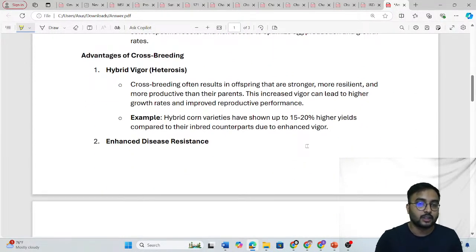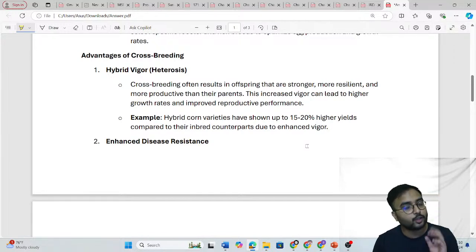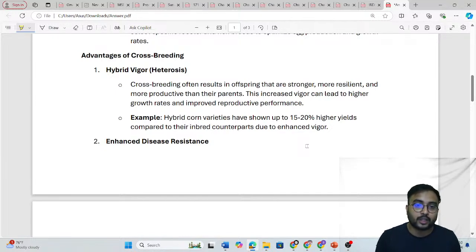Now, advantages. The first advantage is the one we talked about in the introduction. What did we talk about in the introduction? Hybrid vigor and heterosis, which is responsible for improving the overall vigor of the successive young population or the newborn. So crossbreeding often results in stronger, more resilient as well as productive genes and characters as compared to their parents. This can also lead to higher growth rates and improved reproductive performance.